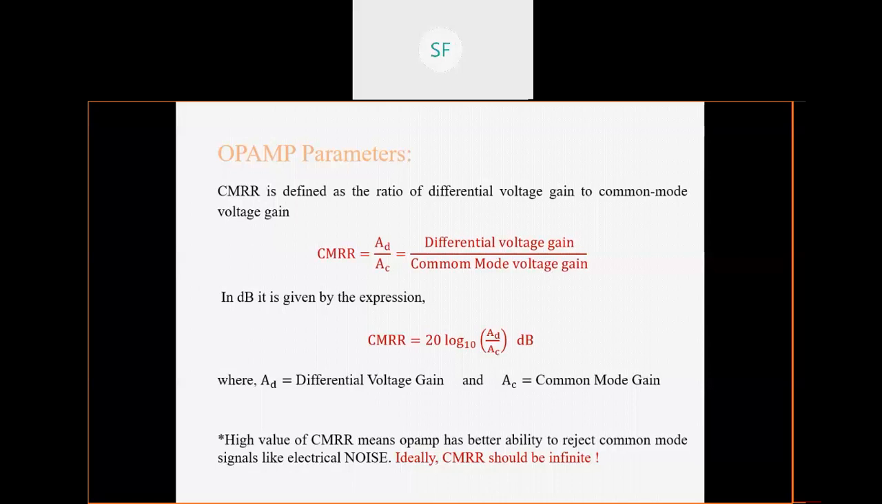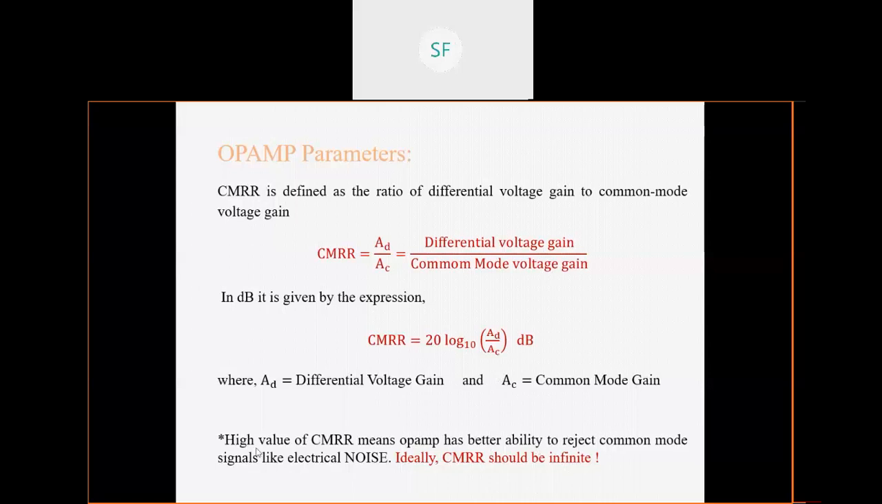The maximum common mode voltage will be suppressed by it, meaning the more CMRR, the more noise it suppresses. So always remember that we want the value of CMRR, that is common mode rejection ratio, to be high. The name itself tells you: common mode signal means noise, RR is nothing but rejection ratio. So this ratio should be as high as possible, and ideally it should be infinite.